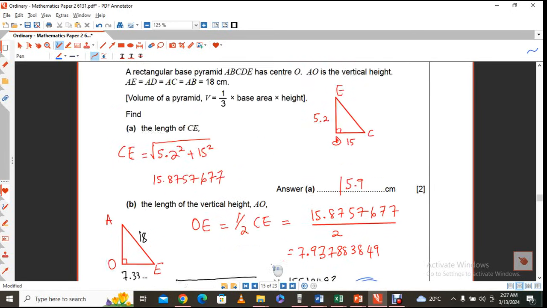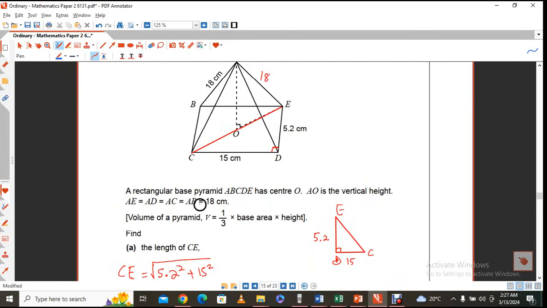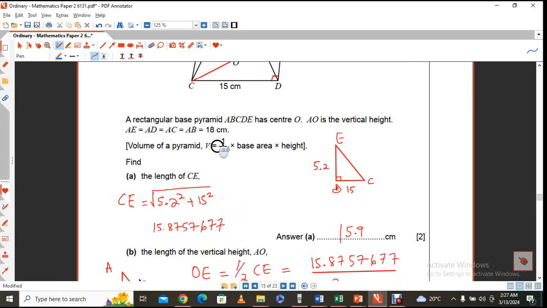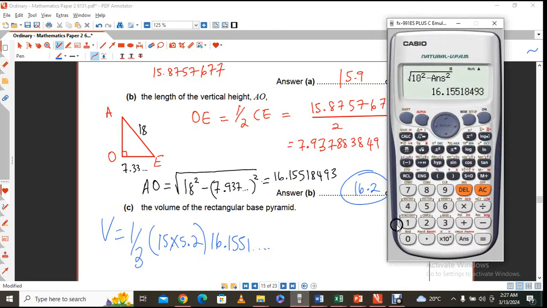Right. Then they say calculate the volume of the pyramid. So a third times the base area. So it's a third. The base area is a rectangle. If you look at the rectangle, it's 15 times 5.2. So 15 times 5.2, I'm just going to write 15 times 5.2 over here. And then you should multiply that with the height. Now the height is what you have, so it's at 16.1551 and so on. So there's a reason why I'm keeping that on the calculator. So I'm going to multiply that times 5.2 times 15 times 1 over 3. Okay, my answer is 420.